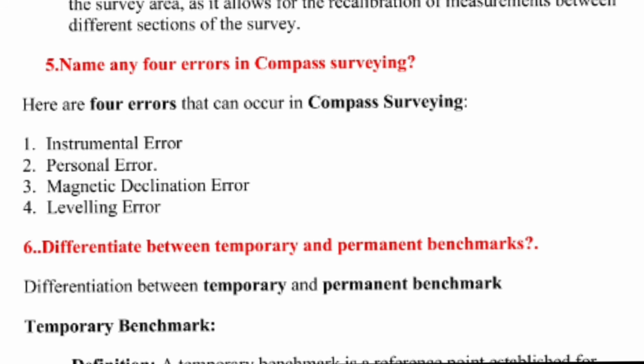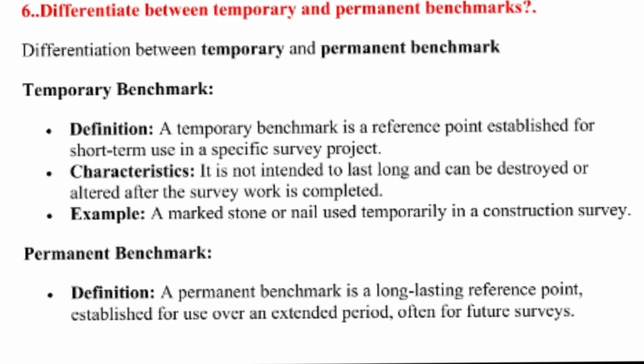Next, any four errors in the compass. One is instrumental error, another is personal error, next is magnetic declination error, and leveling error.